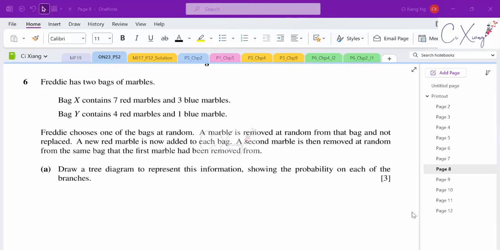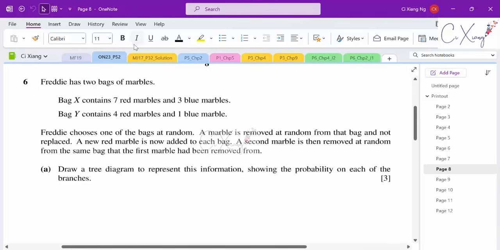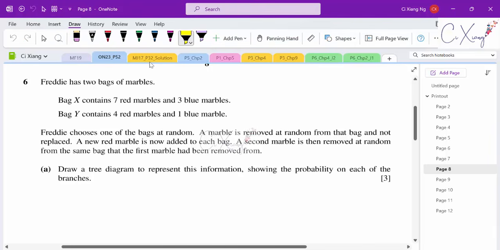Okay, so question number 6. Freddy has 2 bags of marbles. Then we have bag X and also Y. So bag X has 7 red marbles, 3 blue. Then for Y, we have 4 red and also 1 blue. So Freddy chooses one of the bags at random. So the very first step is he has to choose a bag first. Choose one of the bags at random.